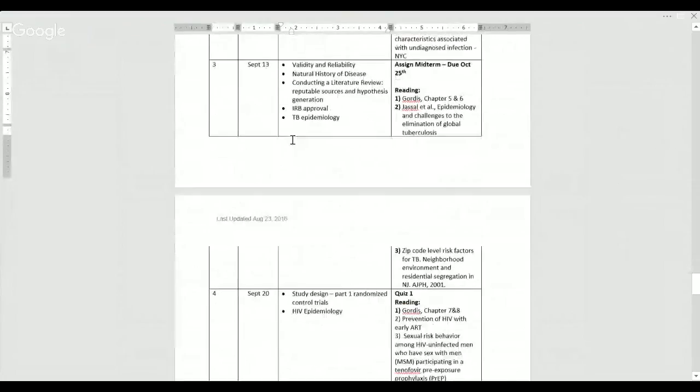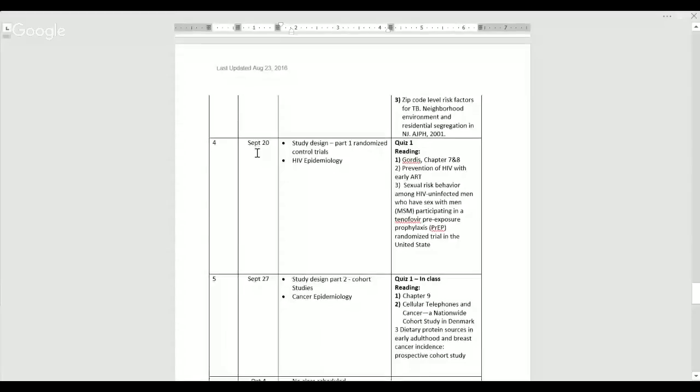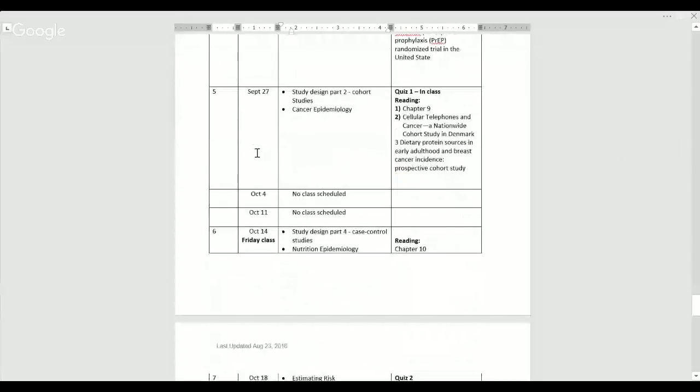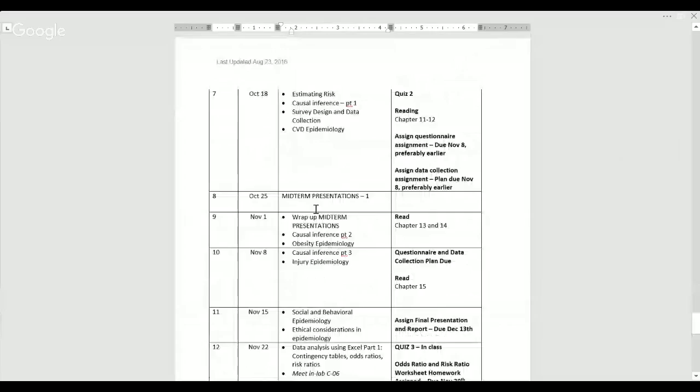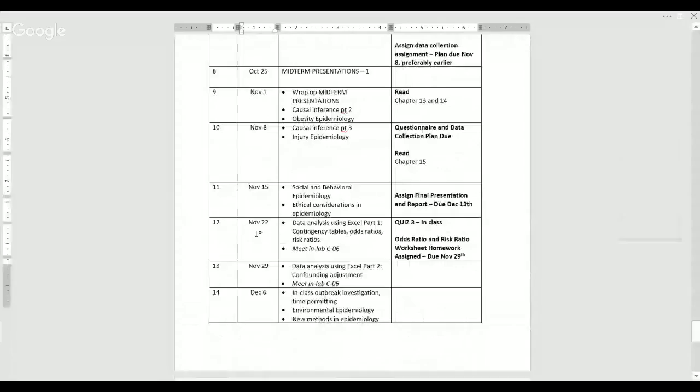Term will be assigned the 3rd week of class, so September 13th, and then October 25th is when you will go ahead and present midterms, and November 1st. Usually midterms take more than 1 class period to present. The final written report will be due at the end of semester on December 13th.